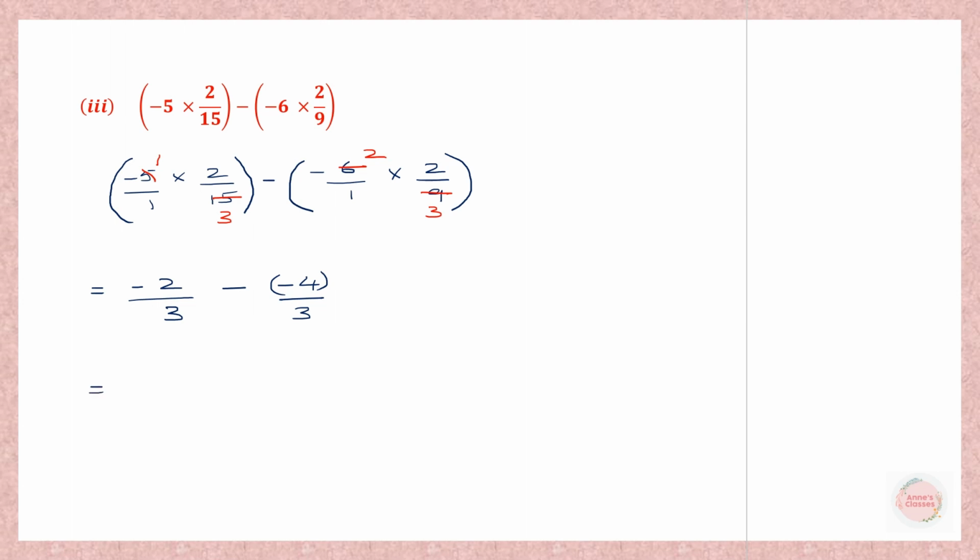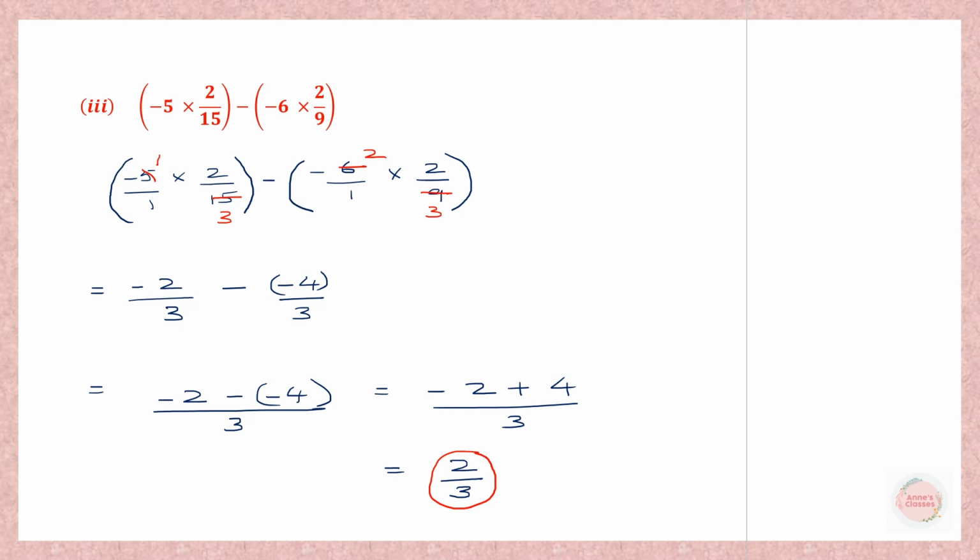So here since both the denominators are 3, we don't have to find the LCM. It's the same number, and when the denominators are the same, we can write the same numerators also, minus 4. So let's remove the brackets here. Minus 2, minus into minus is plus, plus 4 by 3. Signs are different. Minus 2 plus 4. So let's put the sign of the bigger number, which is plus, and subtract. 4 minus 2 is 2 and the denominator is 3. So what is our answer? 2 by 3.